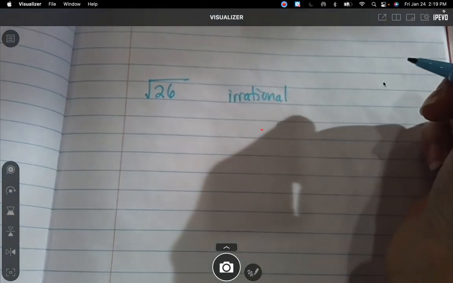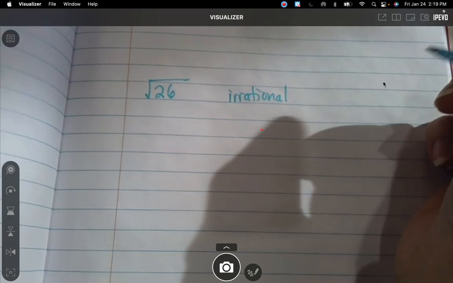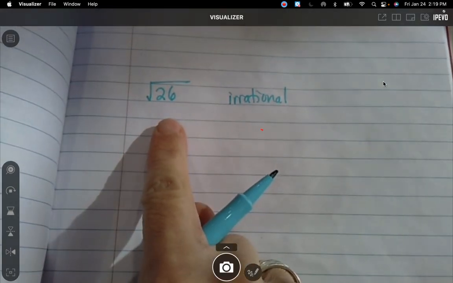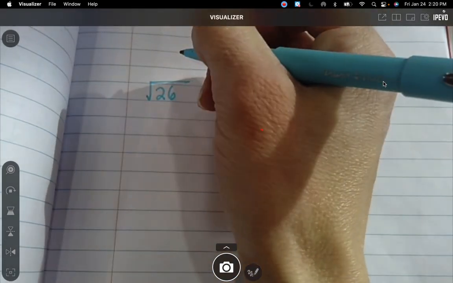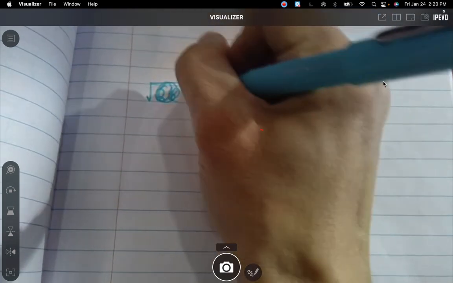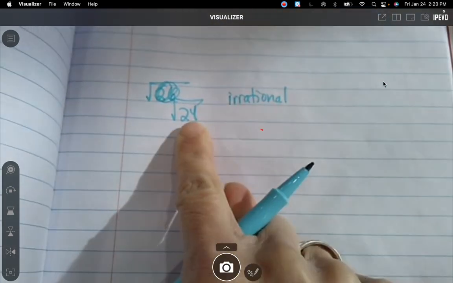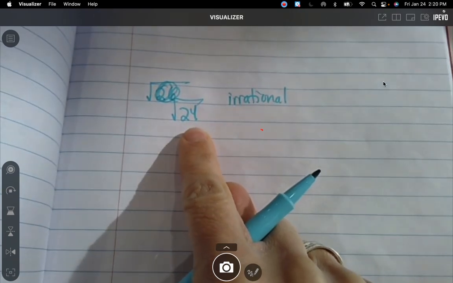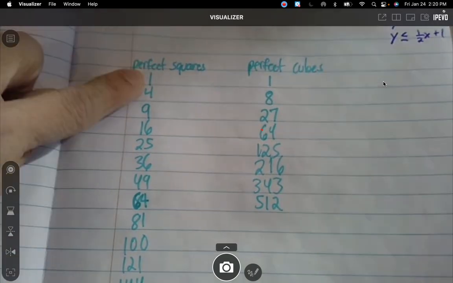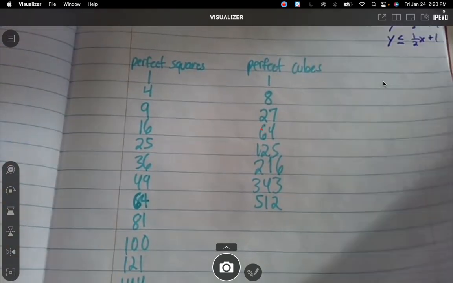And now we need to simplify. So you're going to look back at your list. What times what is 26? Well, you've got, I meant to put 24. I don't know what I think I put the 6. Sorry. Square root of 24 is what I meant to put. Okay, so what times what is 24? You got 8 times 3, but is 8 a perfect square? No. Let's try another number.